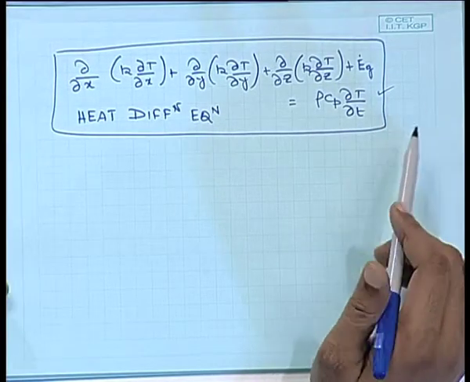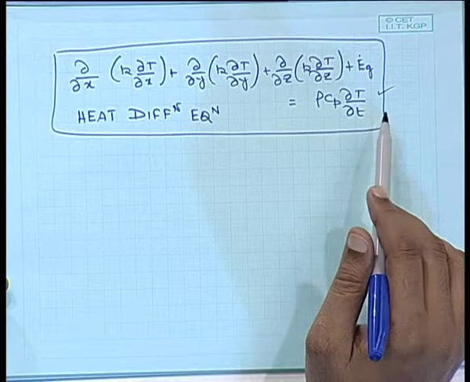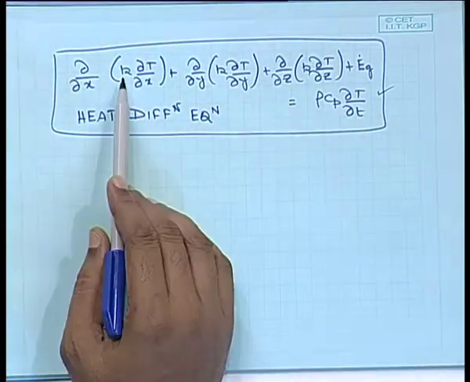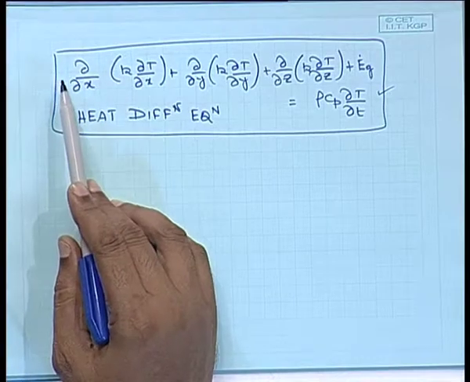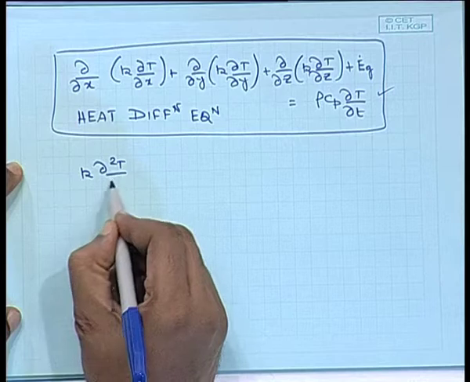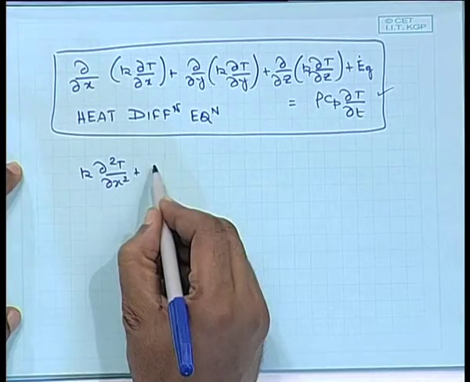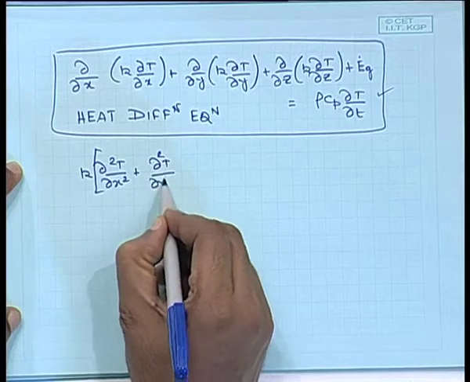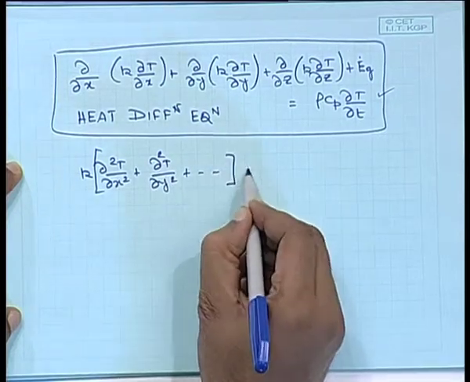All right. So we can see several simplifications possible of this equation. The first one is I can take k outside, and it would simply be k times del 2 T del x square plus del 2 T del y square plus del 2 T del z square.